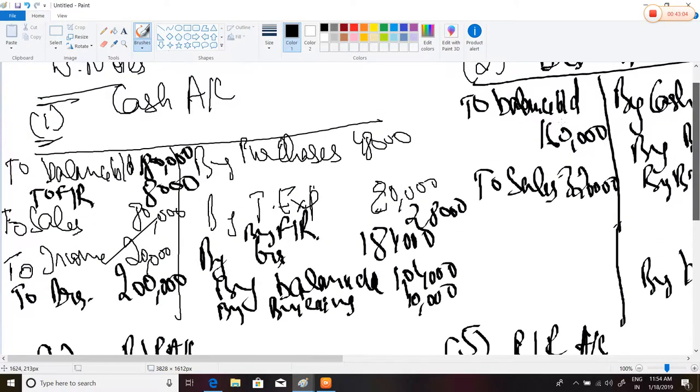See, here was a difference. To bills receivable 24,000, by bills payable 28,000. Cash account is done.